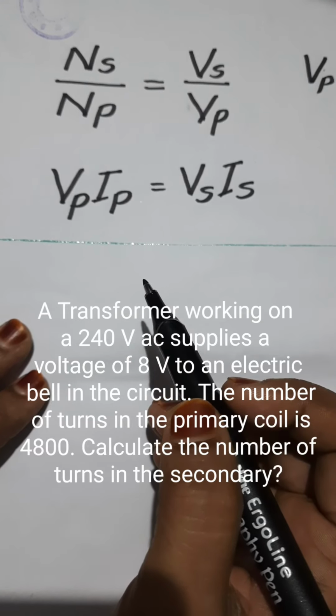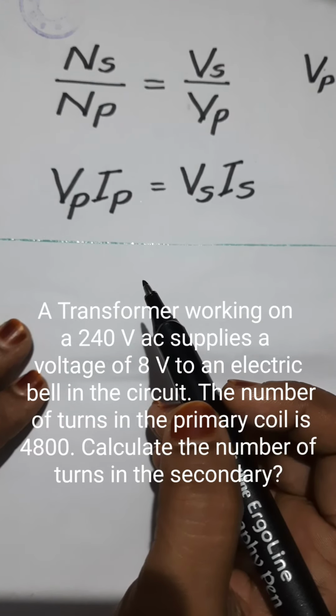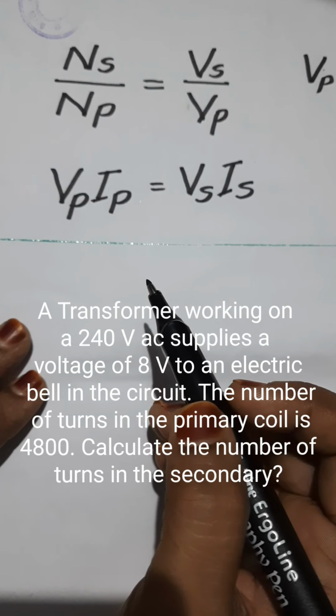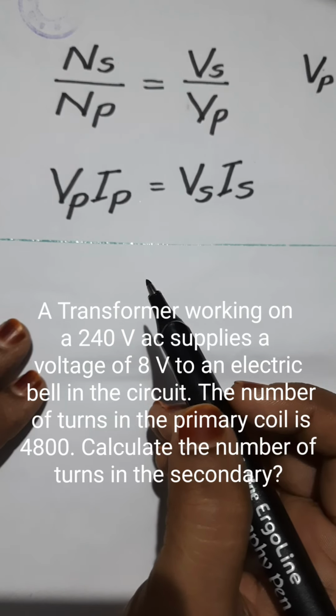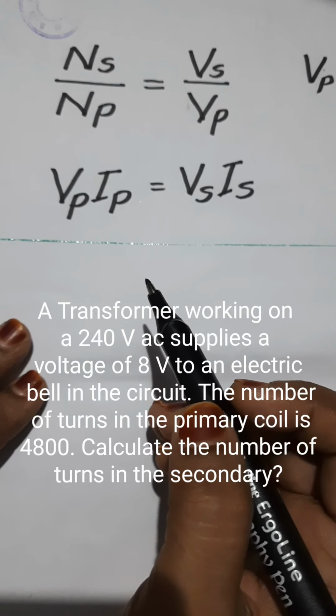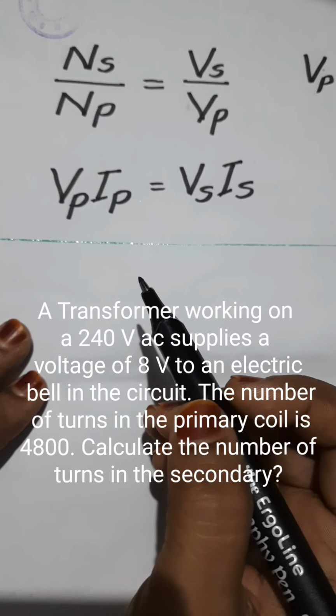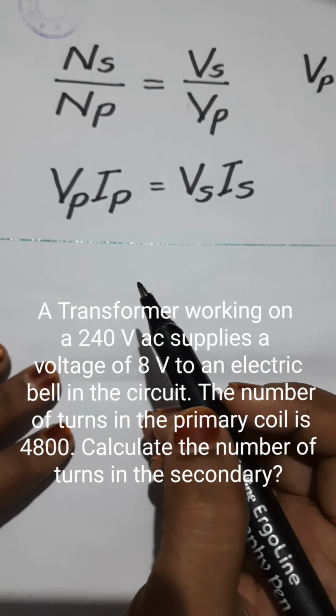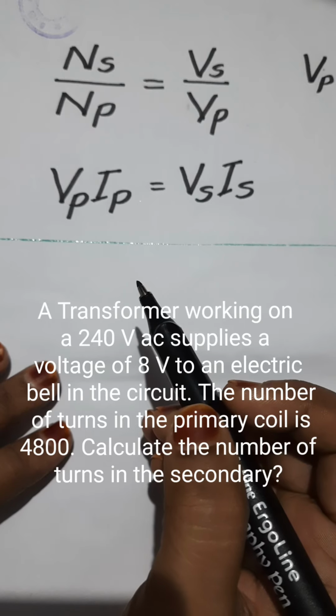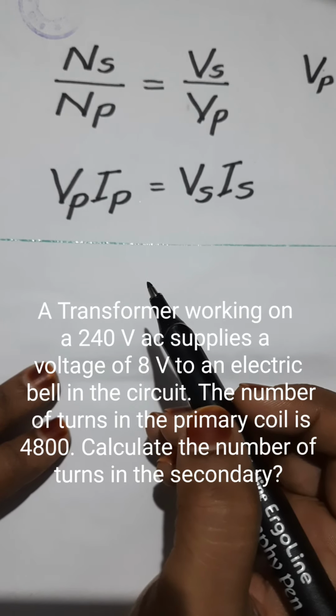A transformer working on a 240 volt AC supplies a voltage of 8 volt to an electric bulb in the circuit. The number of turns in the primary coil is 4800. Calculate the number of turns in the secondary coil.